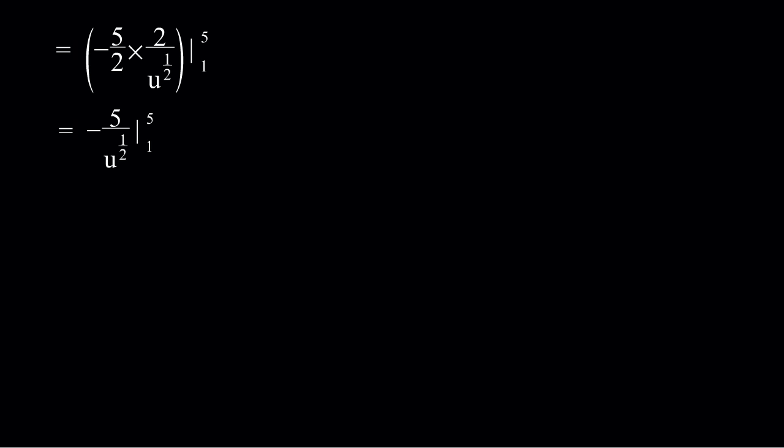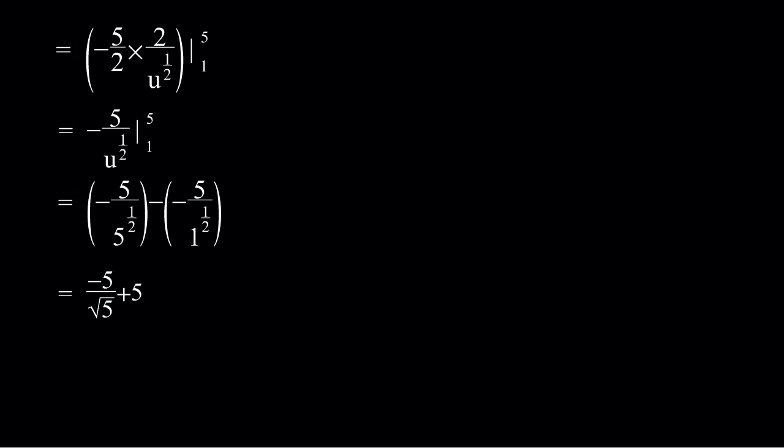Simplifying further, it will be equals to minus 5 divided by u raised to the power of 1 over 2. Now applying our limits, that's substituting our upper and lower limit and subtracting, it will be equals to minus 5 divided by 5 raised to the power of 1 over 2 minus, in bracket, minus 5 divided by 1 raised to the power of 1 over 2, which will be equals to minus 5 divided by root 5 plus 5. Factorizing, to be equals to 5 in brackets minus 1 divided by root 5 plus 1, which is also equals to 5 in bracket 1 minus 1 divided by root 5.